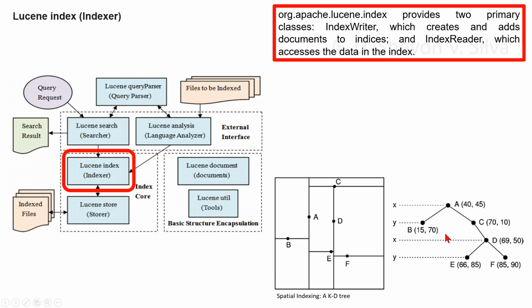This figure shows an example of a KD tree. Lucene's implementation uses the block KD, or BKD tree, which is an efficient version that is IO friendly and restricts IO usage. Here you can see A is connected to B and C, and C is connected to D, and D is connected to E and F.